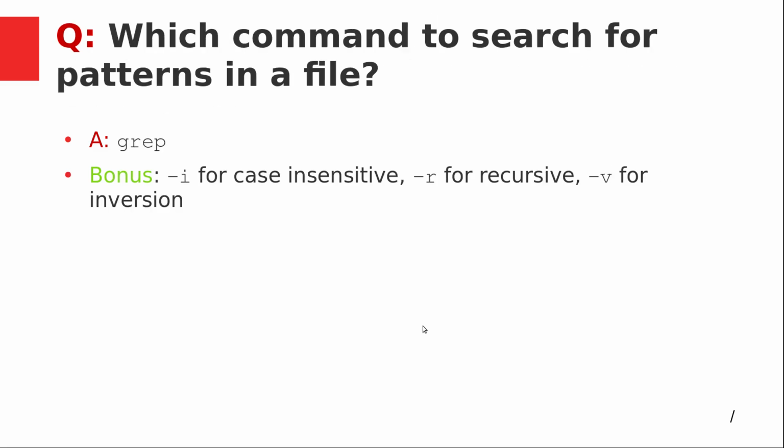Which command to search for patterns in a file? You should know grep. It's quite often used after a pipe. And as a bonus, these are three common switches. -i for case insensitive, -r for recursive if you want to go through a number of directories, and -v to invert your pattern. So if you do grep and you're looking for a search term, you can use -v to find everything except where that search term is found.